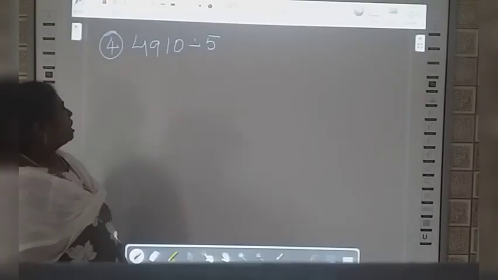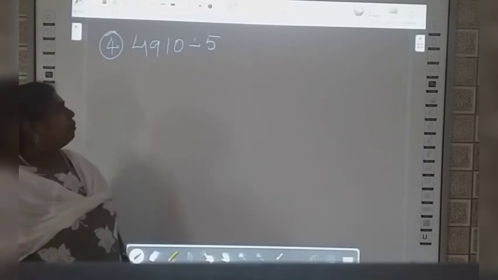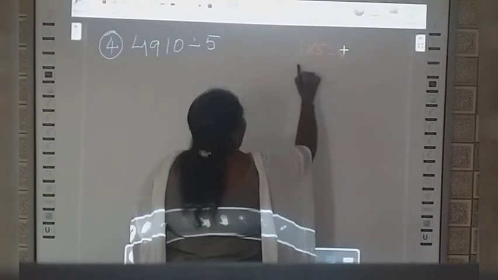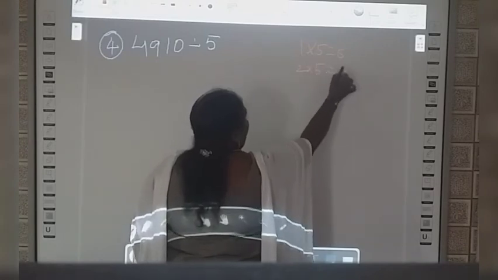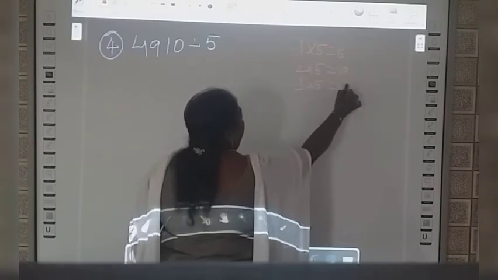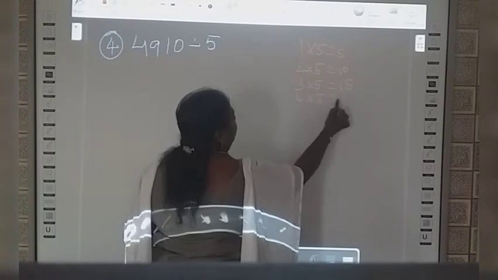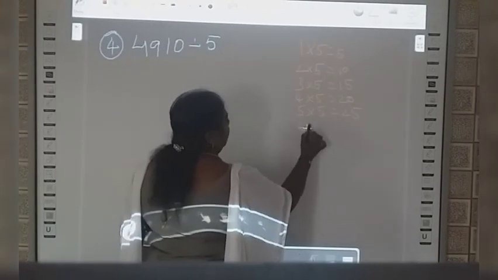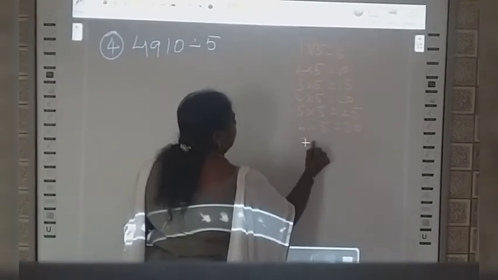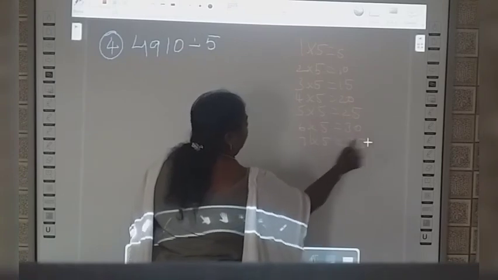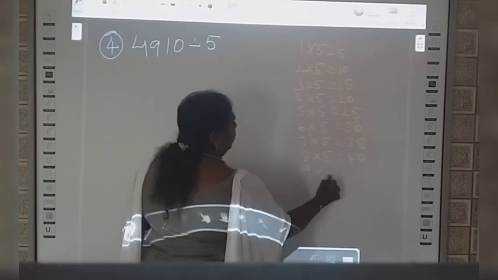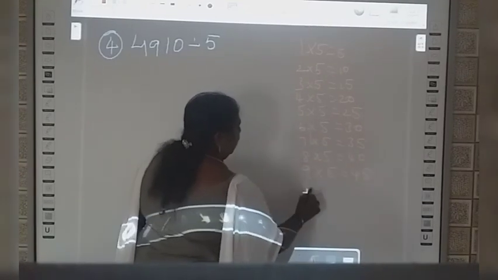The dividend is 4910 and the divisor is 5. Right? First we have to write the table. 1 5 is 5. 2 5s are 10. 3 5s are 15. 4 5s are 20. 5 5s are 25. 6 5s are 30. 7 5s are 35. 8 5s are 40. 9 5s are 45. 10 5s are 50.